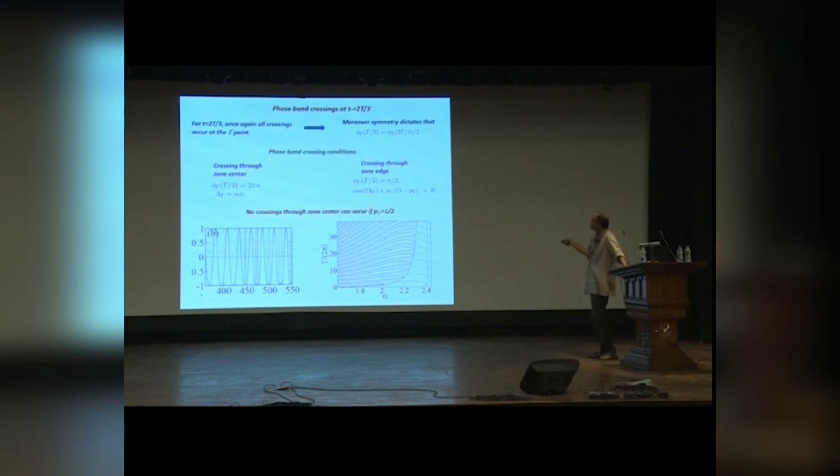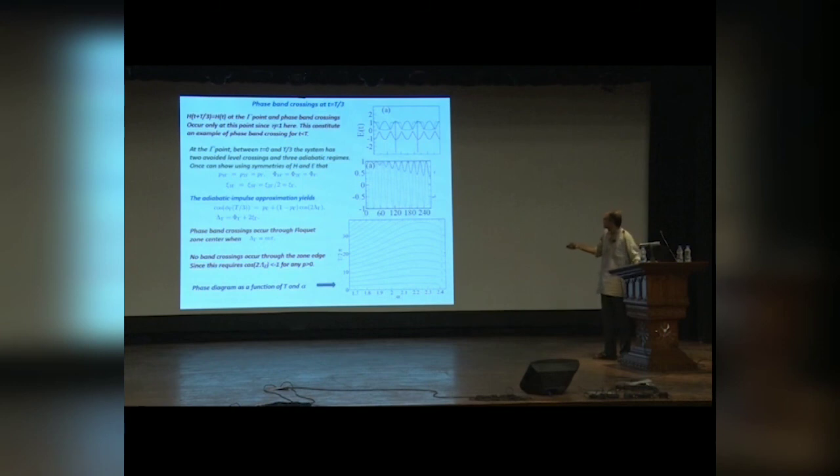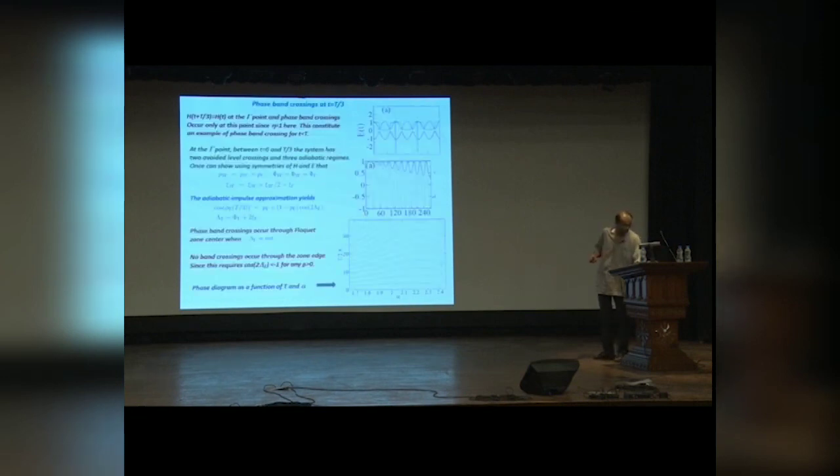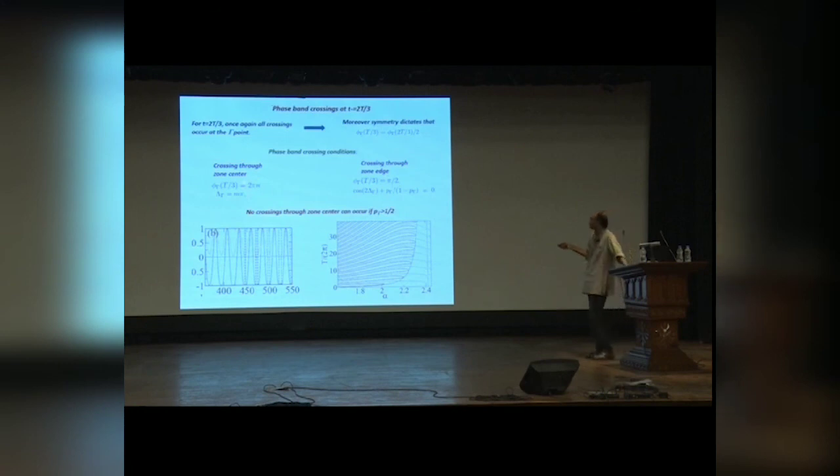And therefore, what are the phase band crossing conditions? If there is a phase band crossing at T/3, which means that cos φ_γ at T/3 is 2π or 4π or 0, this also means that there would be a phase band crossing at 2T/3 at the same value. So that's one condition.